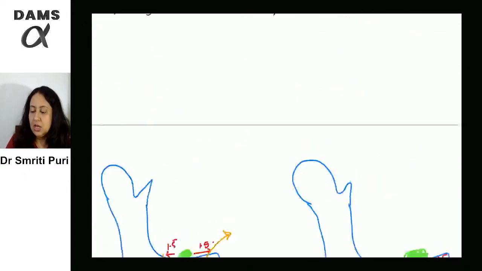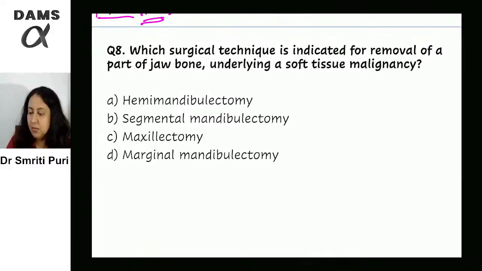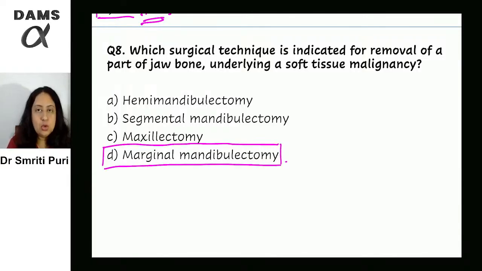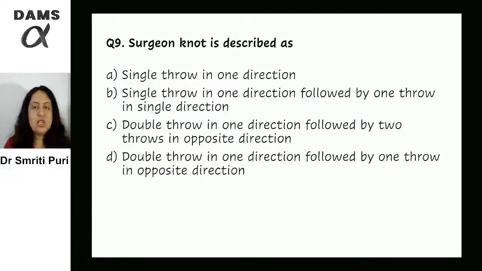Okay, so the correct answer here is marginal mandibulectomy. Please remember, in this question nowhere is it mentioned that the underlying bone is eroded or invaded or involved. Okay, coming on to the next question, question 9.